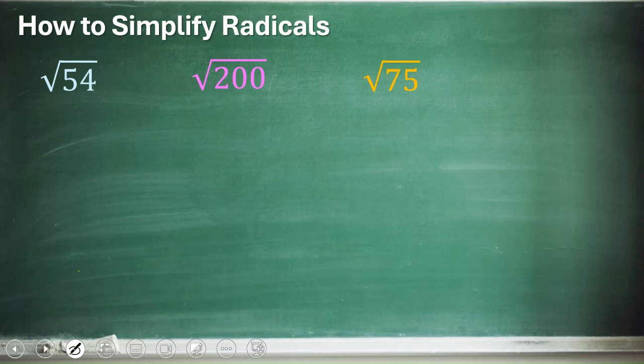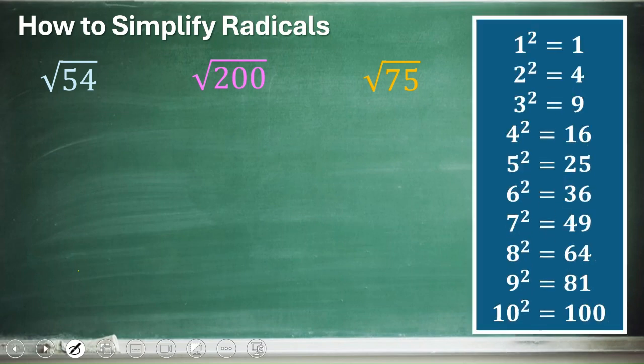We do that by looking for perfect squares. So here is a list of our first 10 perfect squares. A perfect square is the number you get when you square a number. For example, when I square 3, I get 9, so 9 is an example of a perfect square. When I square 8, I get 64. 64 is a perfect square. So, let's go ahead and see how this works.